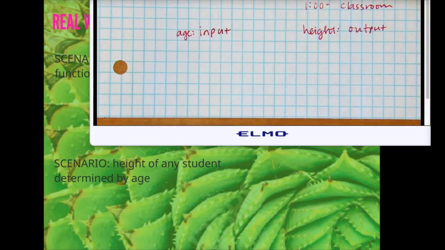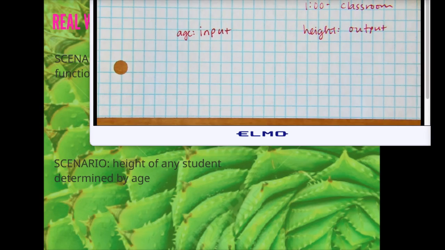My age is going to be my input. My height is going to be my output. So my height somewhat depends on my age. If you think about it, a 2-year-old isn't going to be 5 feet tall, because that would be a little bit ridiculous. So my height depends on my age.